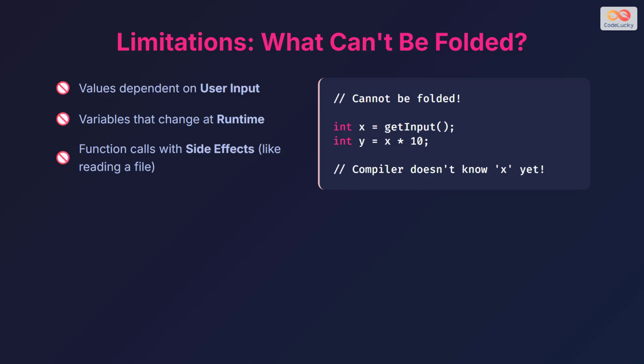Of course, there are limits. The compiler cannot fold values that depend on user input because that information does not exist yet. It also cannot fold variables that change while the program runs or function calls that might have side effects, like reading from a database.